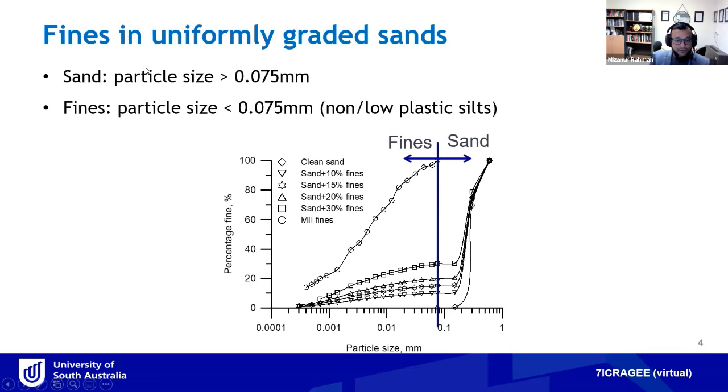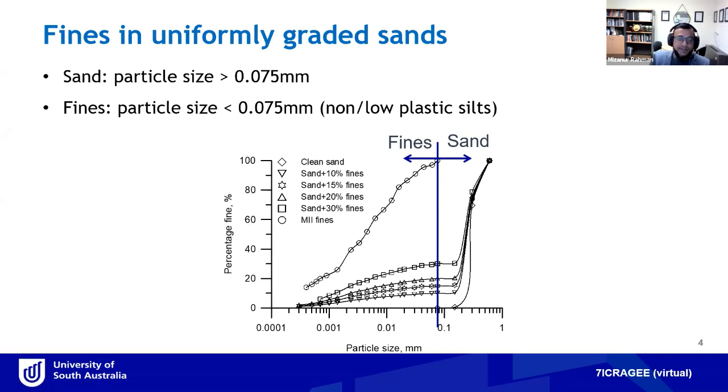First, in this work, we define sand as any particle size bigger than 0.075 millimeter to 2.36 millimeter. Most importantly, anything smaller than that is fines. And most of the fines in this talk would be non-plastic or low-plastic fines. In this figure, the y-axis is percentage finer, and the x-axis is particle size. This is the 0.075 millimeter size. This is a clean sand grain size distribution. This is uniformly graded sand, and this is the fines grain size distribution.